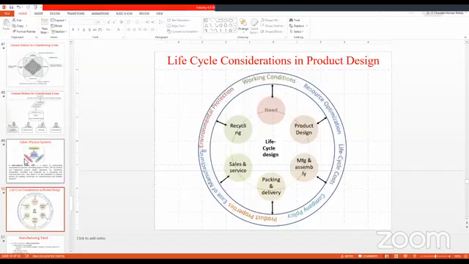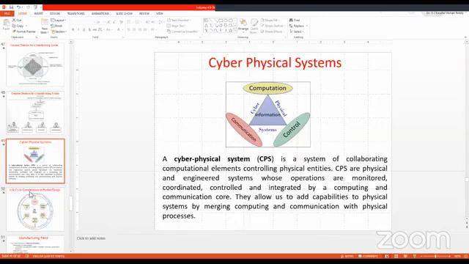And of course, once again, the cyber physical systems definition I have put to remind you that it is cyber, the internet, the networking, because of which you are able to have the single source information.